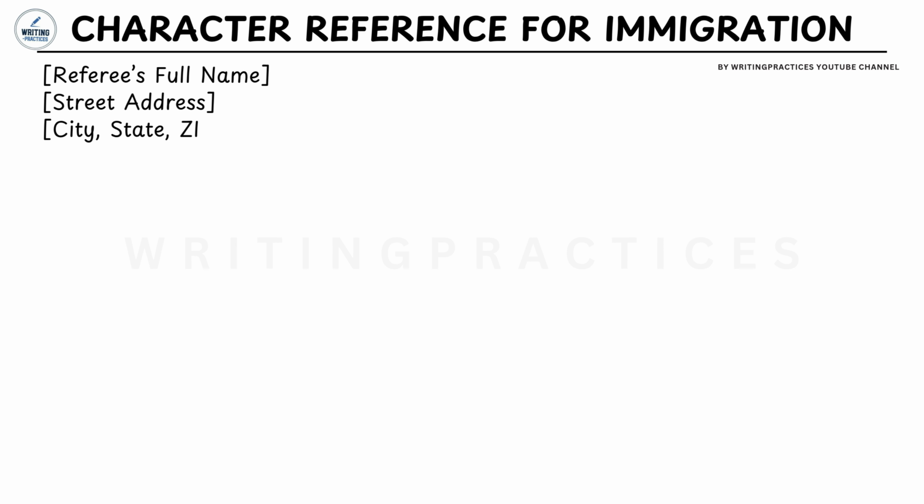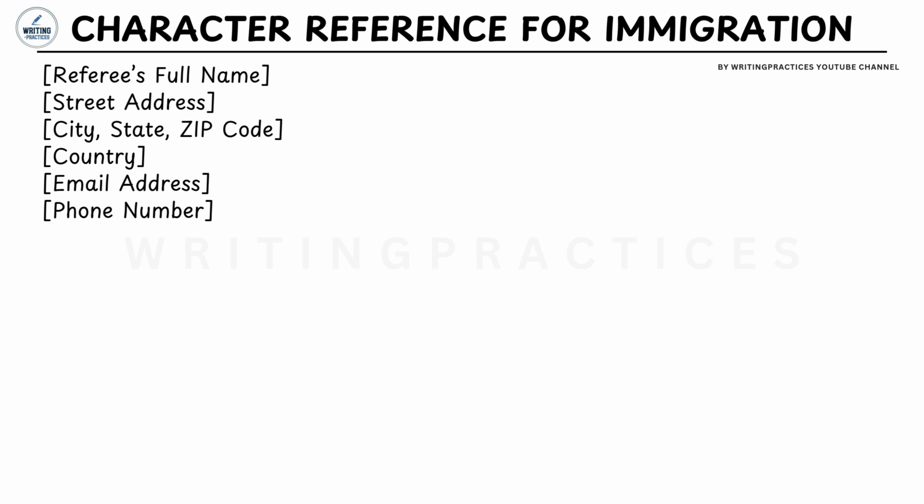Check this out. Referee information. This is the first part of the letter, where the referee introduces themselves. For example, David Thompson, 1458 Cedar Avenue, Seattle, Washington 98101, United States, david.thompson@email.com, 20655-54728. Always use accurate and complete contact information because credibility is very important in immigration matters.